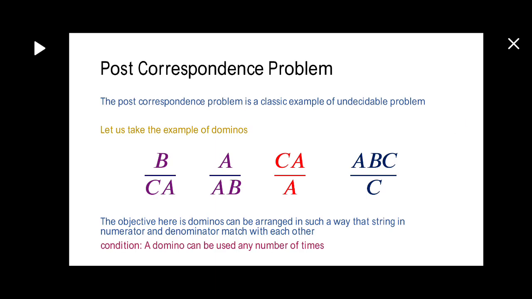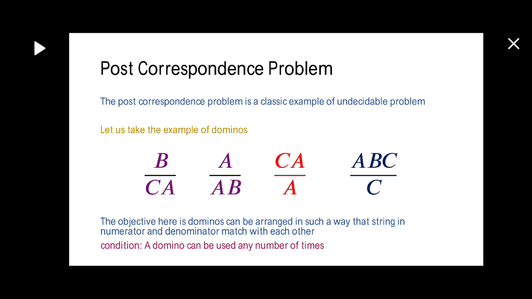Now, the classic example for the Post Correspondence Problem, a very prominent and significant example, is using a set of dominoes here. Each domino has a numerator and a denominator, and you can arrange these dominoes in any order, but the constraint is that when you arrange them, the numerator and denominator should have the same string. The string should be equal. The numerator string and the denominator string both should be equal. So you are supposed to arrange these dominoes in an order where both strings are equal.